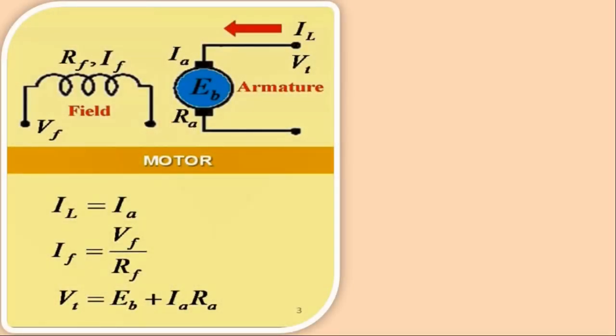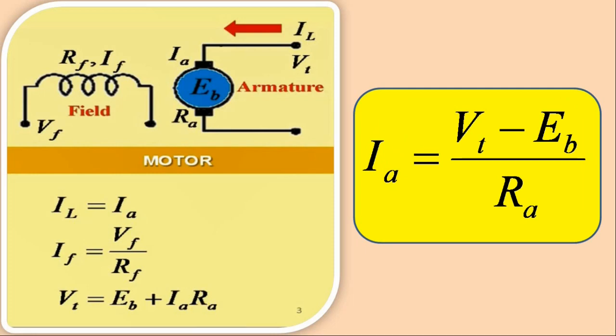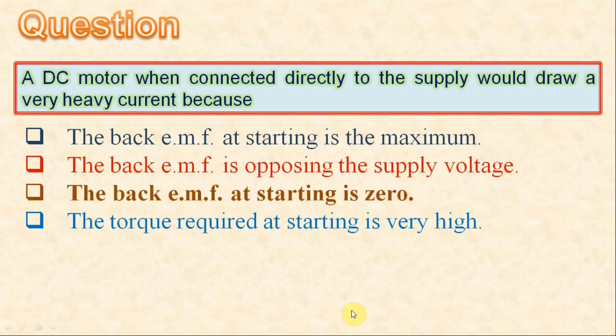Just consider the case of a separately excited DC motor as an example. The terminal voltage, back EMF and armature current are related by the equation Vt is equal to Eb plus Ia Ra. We may rewrite this equation as Ia is equal to (Vt minus Eb) over Ra. Clearly, a DC motor connected directly to the supply would draw a very heavy current at the time of starting when the back EMF is 0. Hence, the third option is the correct answer.